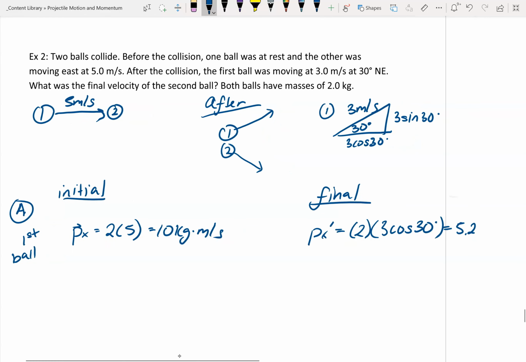Then we're going to look at our second ball. This is starting from rest. So we know initially both are going to be 0. And this is what we're looking for. We need to find px2 prime and py2 prime.